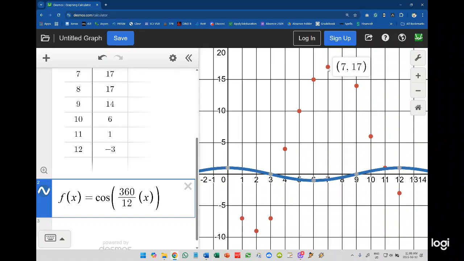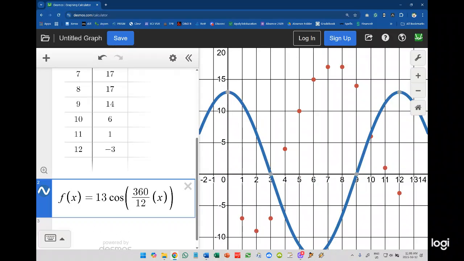I also know that my maximum up here is approximately 17 and my minimum is -9, and I know that those are 26 apart, so I'm going to guess my amplitude's around 13. What else do I know? Now this is where it gets a little weird.